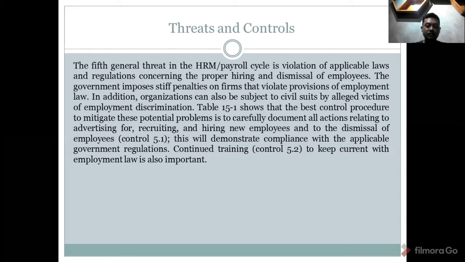Table 15.1 shows that the best control procedure to mitigate this potential problem is to carefully document all actions relating to advertising for, recruiting, and hiring new employees, through to the dismissal of employees. This demonstrates compliance with the applicable government regulations. Continued training, control 5.2, to keep current with employment law is important.